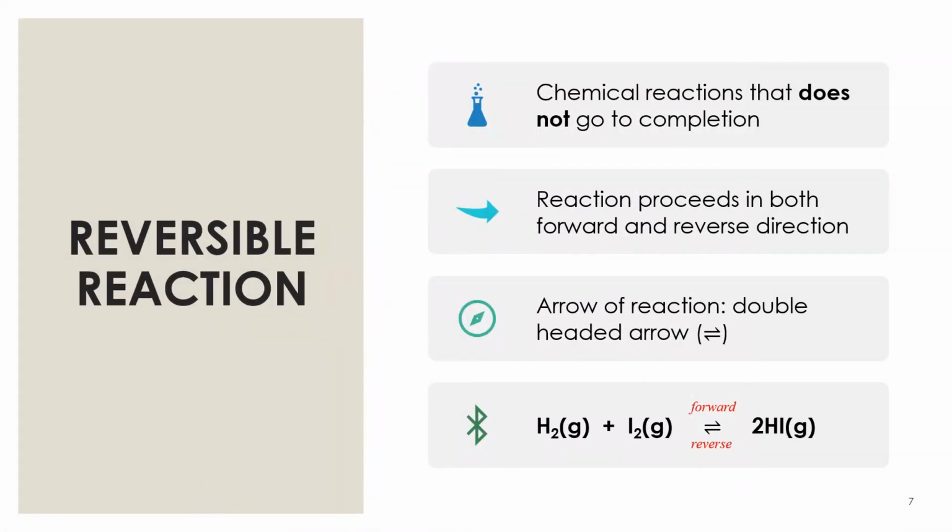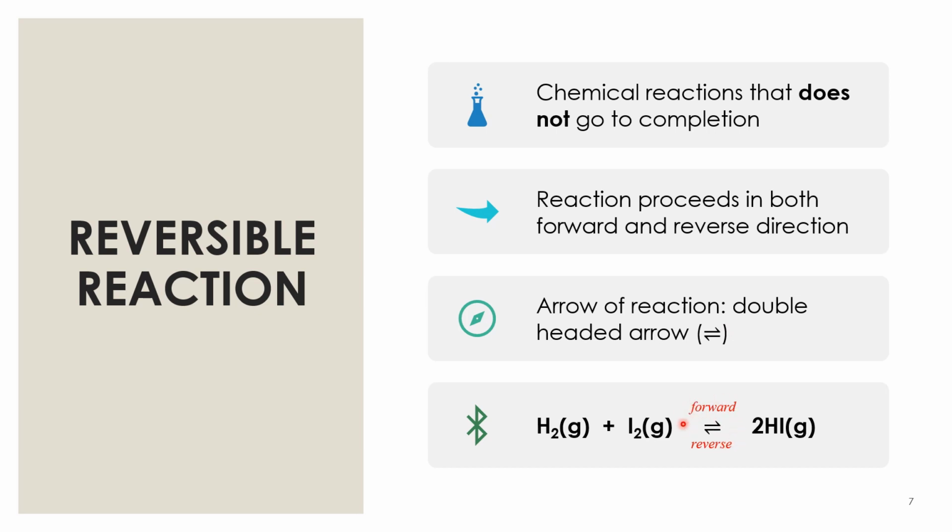The other type of chemical reaction is reversible reaction ataupun tindak balas berbalik. In reversible reaction, chemical reactions do not go to completion. Maksudnya di sini adalah dalam tindak balas reversible ini, reactants tidak akan digunakan sehingga habis untuk menghasilkan this product. Reaction will proceed in both forward and reverse direction. And the arrow of reaction to be used in this chemical equation adalah double-headed arrow like this.